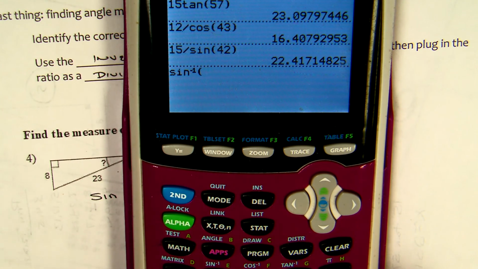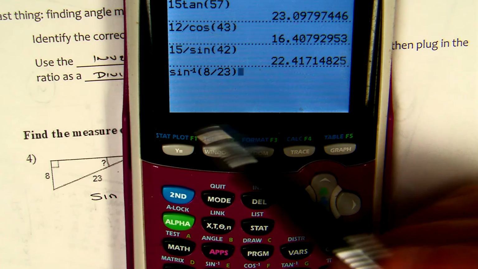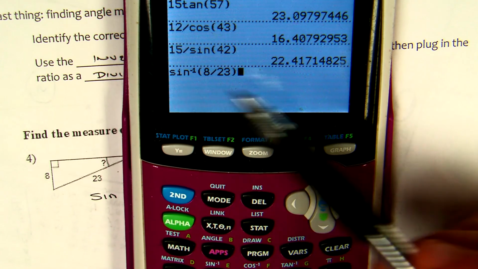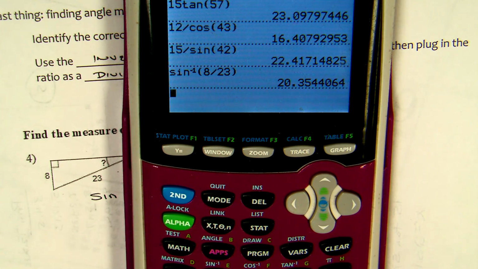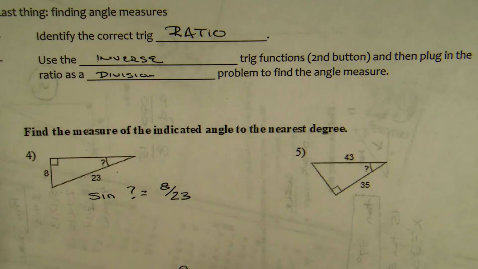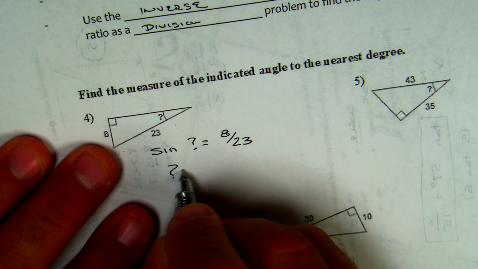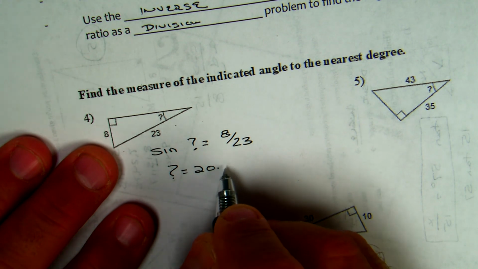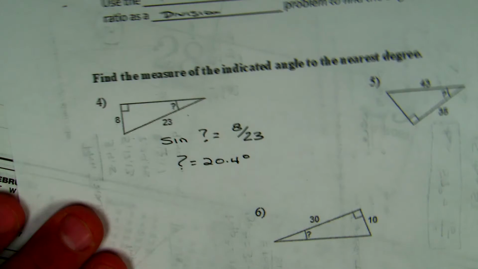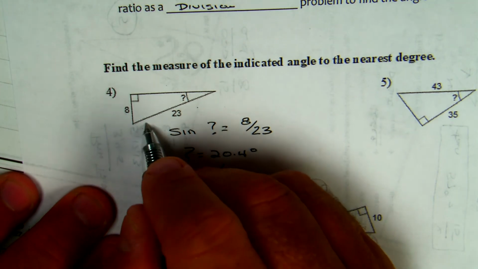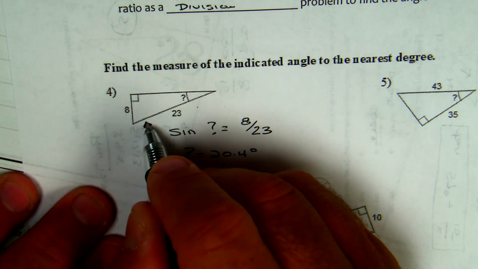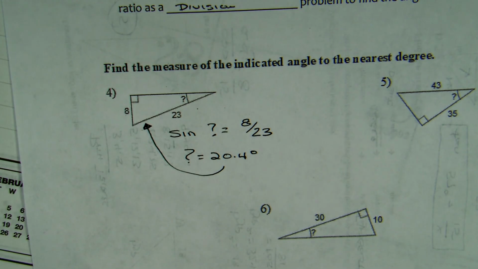And then I just hit 8 divided by 23. It should show up almost like a fraction. So you do second, and then whatever trig function's involved, and then you enter it as a division problem. And I get 20.35. So the question mark is about 20.4 degrees. If you wanted to, you could then find the other angle measure by subtracting from 90, because two angles of a right triangle always add up to 90.